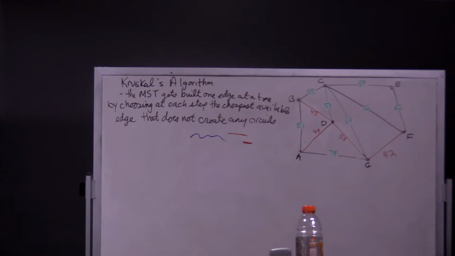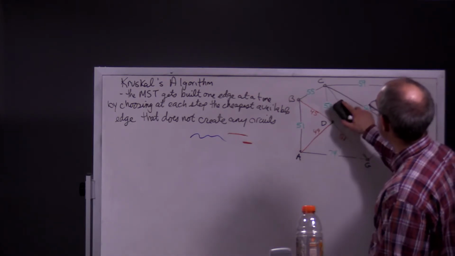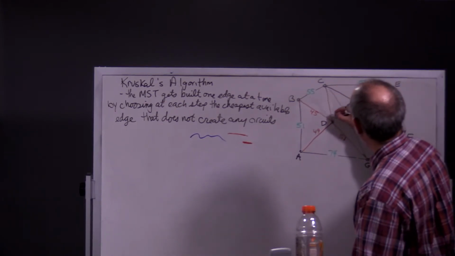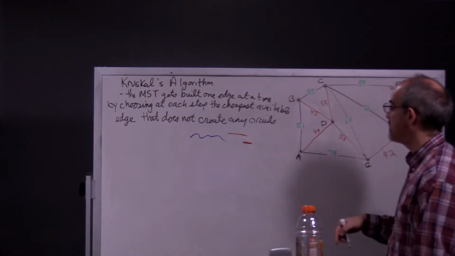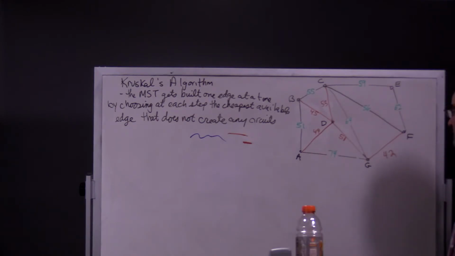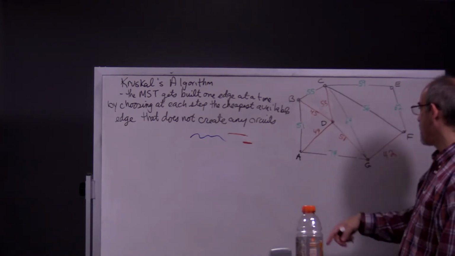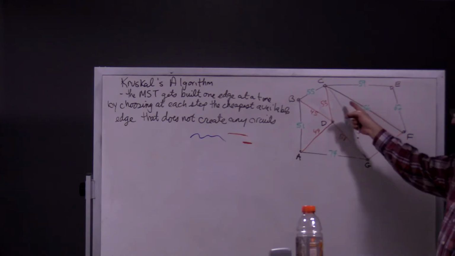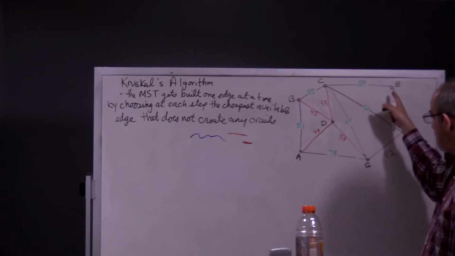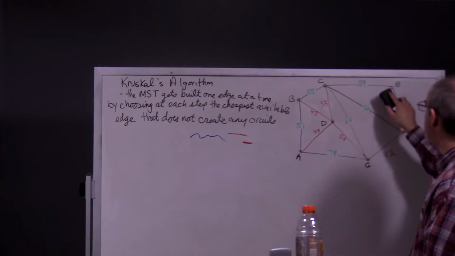So 53 is the next smallest one, and that doesn't make a circuit. Unlike the cheapest link algorithm, you can have more than two edges coming in to a vertex. You just can't make a circuit. That's the only stipulation. It looks like 55 would be the next, but that forms a circuit. 56 actually also forms a circuit. It would make this circuit here. 59, I think, is the next biggest one, and that does not make a circuit.